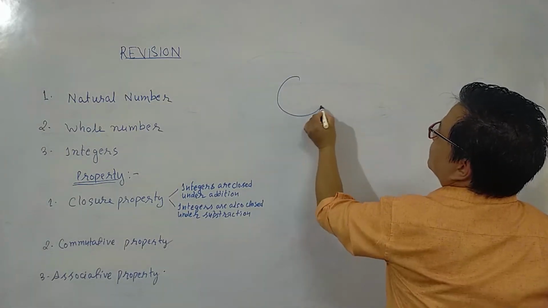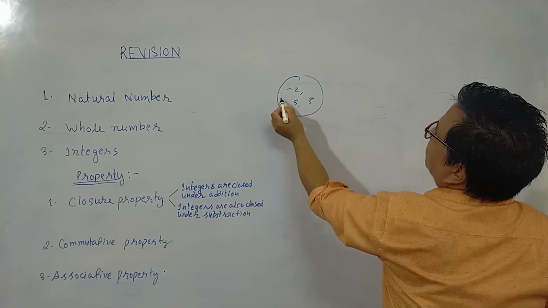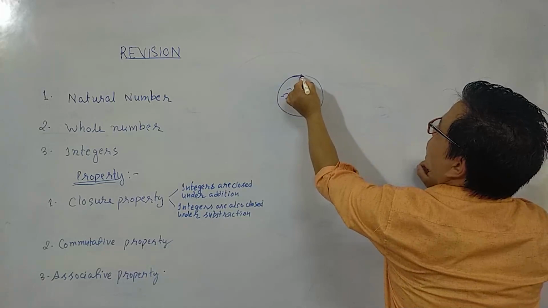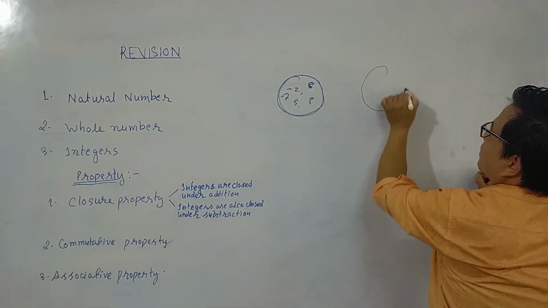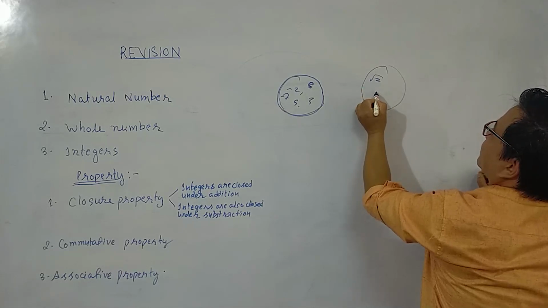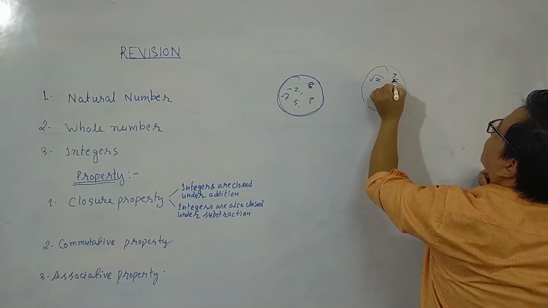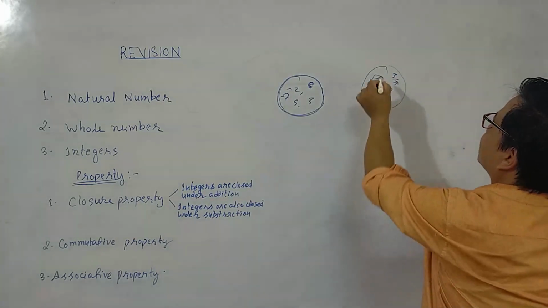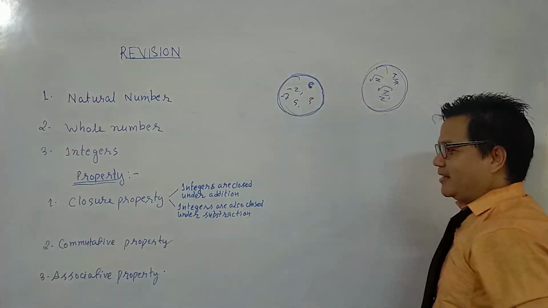Suppose this is the closure of integers: 2, 5, 3, minus 7, 8. These all are in the closure. This is the closure of integers. Suppose this is the closure of rational numbers, like 3 by 7. These all are rational numbers. This is not an integer; this is a rational number. This is the closure of rational numbers, and this is the closure of integers.